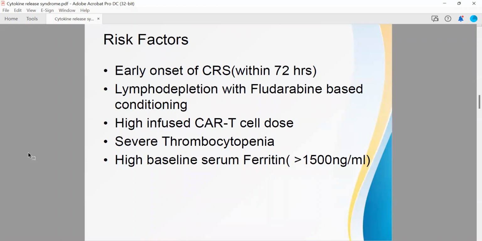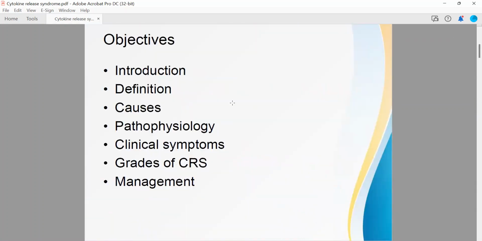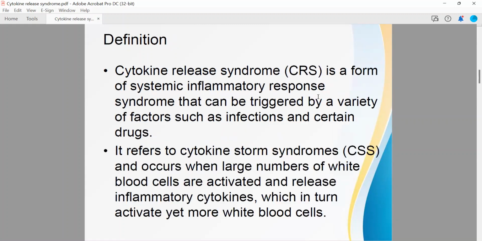First is introduction. Cytokine release syndrome is also known as cytokine associated toxicity, and it is also called cytokine storm syndrome. It is a non-antigen specific toxicity that occurs as a result of high level immune activation. Next we'll go for definition.